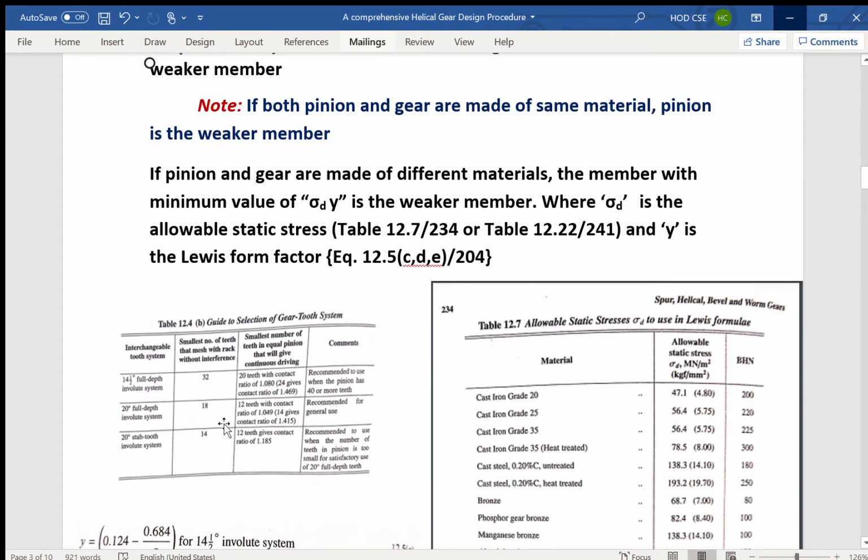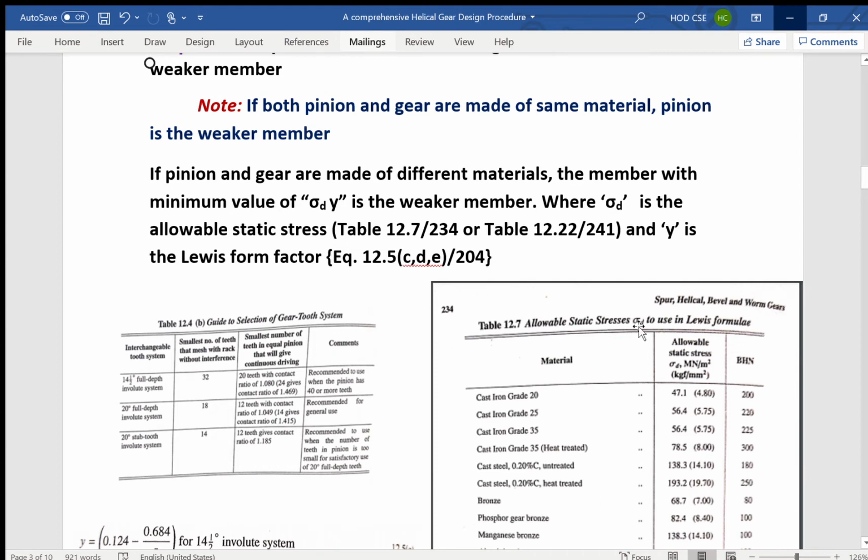So in order to select the minimum number of teeth to avoid interference, we need to refer to table 12.4b here. For the 14.5 degree full depth involute system, the minimum number of teeth is 32; for the 20 degree full depth involute system, it is 18; and for the 20 degree stub tooth involute system, the minimum number of teeth is 14.